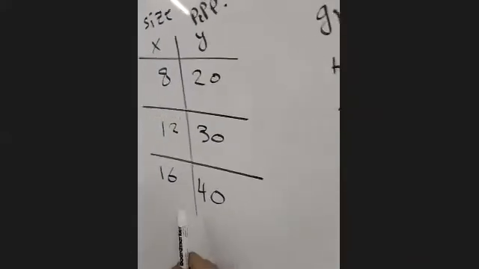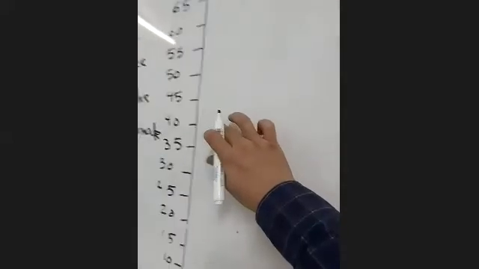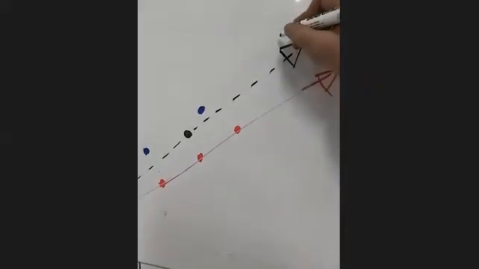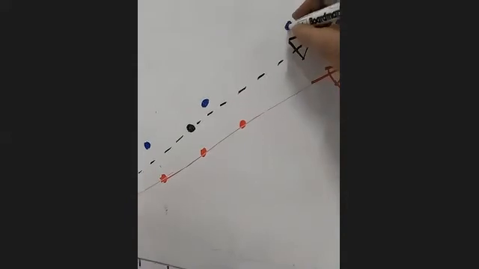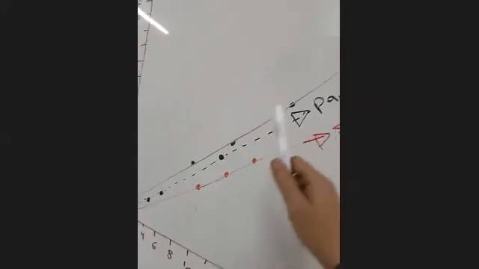Now, the third one is 16 with 40. This is 16, and this is 40. So we started from the 16 and go up until we get the 40. Now I will make my line, and the line passes through the 3 points.